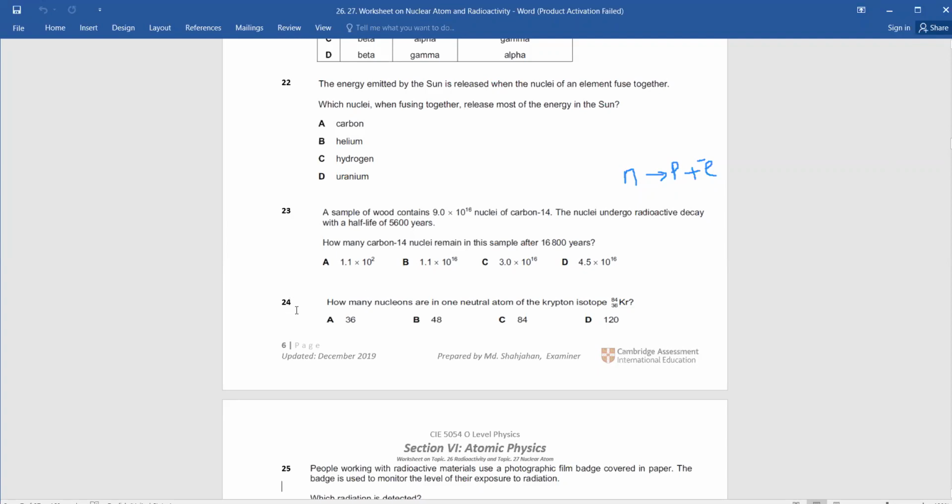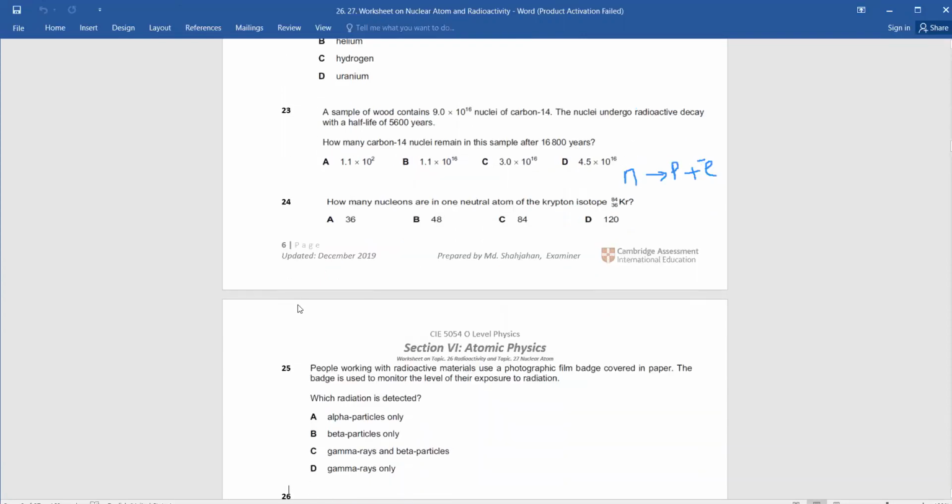Then 24. Adnan, you continue. How many nucleons are in one neutral atom of the krypton isotope 84 36 Kr? How many? 84. Very easy. Nucleons means mass number, right? Number of nucleons means those staying in the nucleus. So we have protons and neutrons in the nucleus, and those are 84.